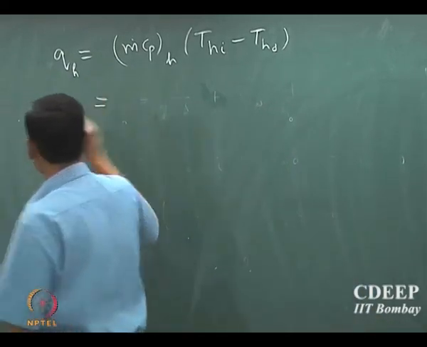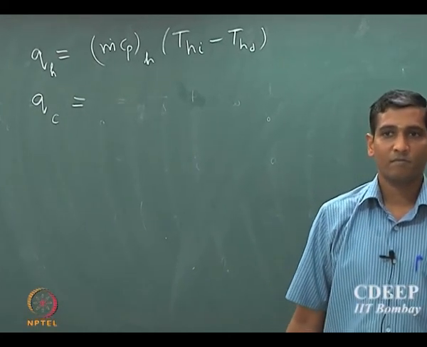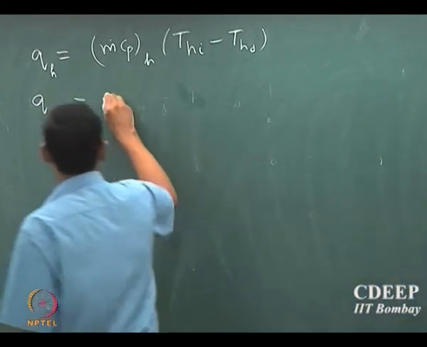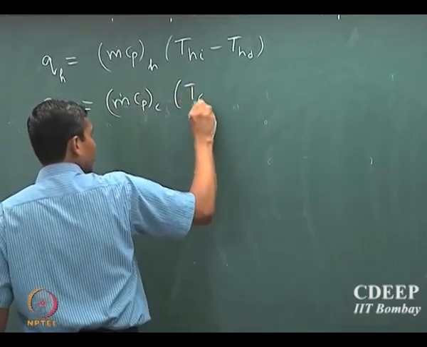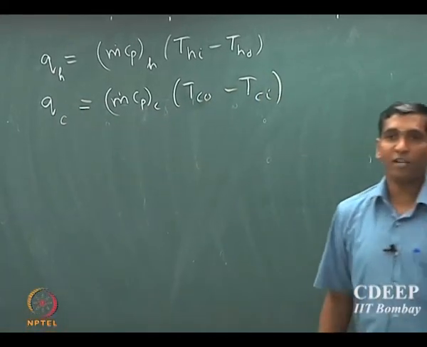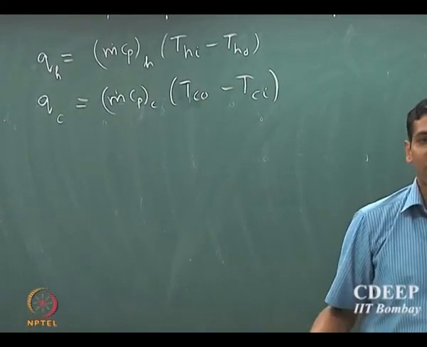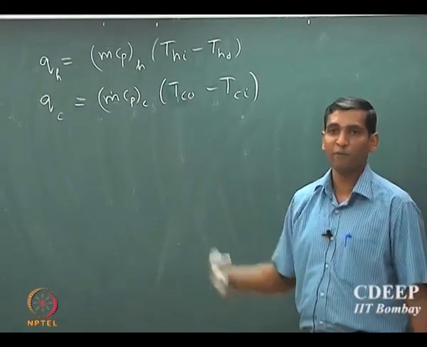And what is the amount of heat that is gained by the cold fluid? It is easy, right. So, m dot Cp of the cold fluid, Tco minus Tci. So, remember that the outlet temperature of the cold fluid is higher than the inlet temperature, because heat is being transported from the hot fluid to the cold fluid.